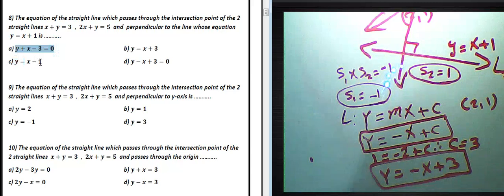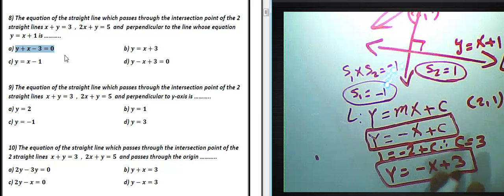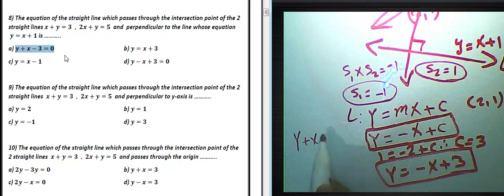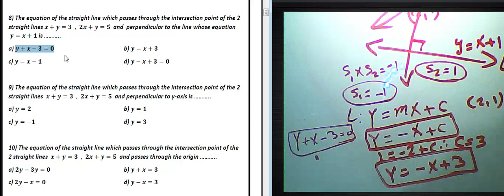Here, look at question number 1. You can move -x and positive 3 to the left hand side, because he wrote the equation in another form, okay? Then you can write y plus x minus 3 equals 0. It's the result, okay, my students?